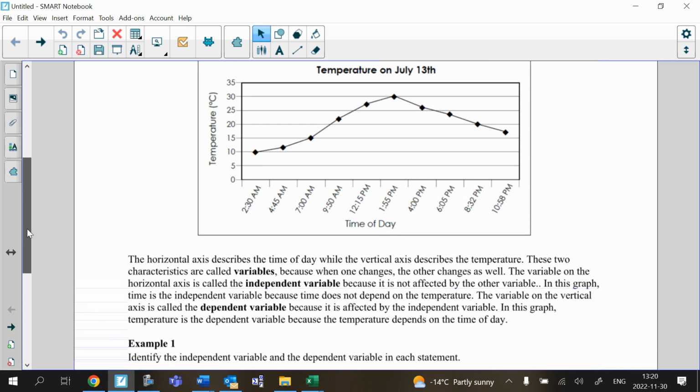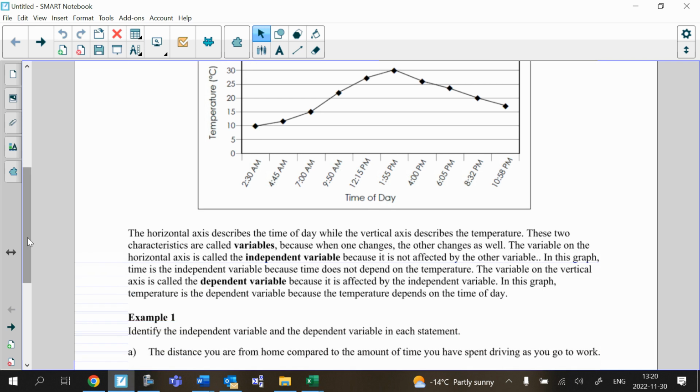Now, in a line graph, we've got the horizontal axis. In this case, it's time of day. And the vertical axis is the temperature. Both of these things we call variables. And we refer to each of them either as an independent variable or a dependent variable. So how do you recognize which one is which? Well, first of all, in any good line graph, the independent variable is always on the horizontal axis. The dependent variable is on the vertical axis.